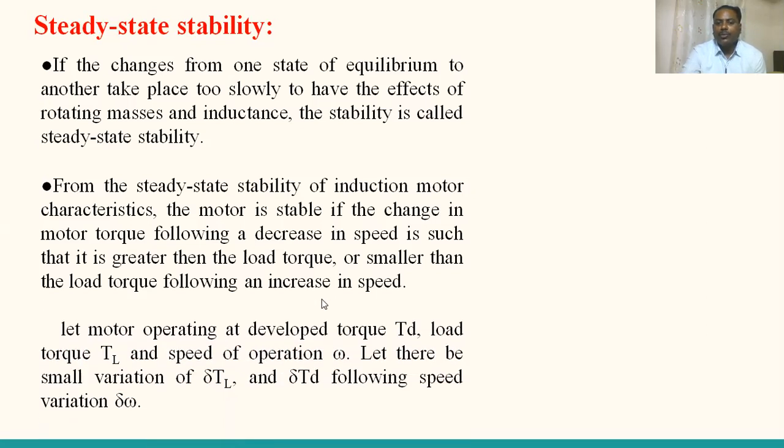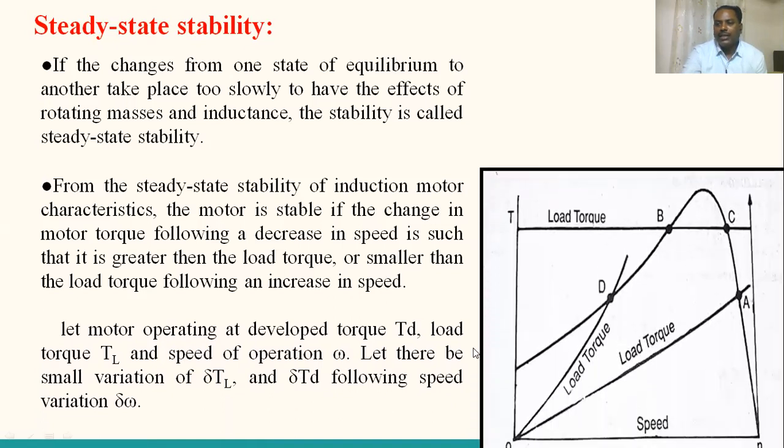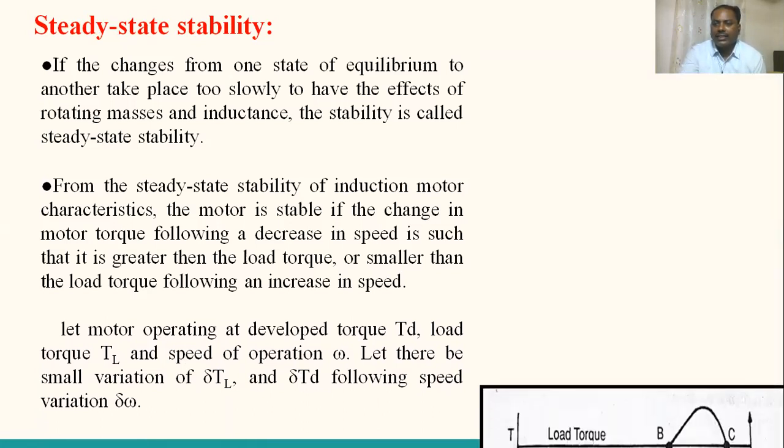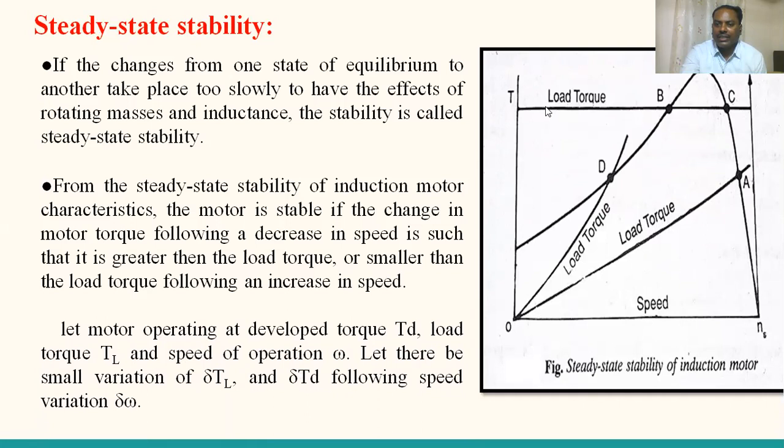Let the motor operate at developed torque TD and load torque TL, and the speed of rotation is omega. You see here the stability of the induction motor. These are the induction motor characteristics, the torque versus speed characteristics. Speed is from 0 to 100%, whereas slip is 0 to 100% in the reverse direction.